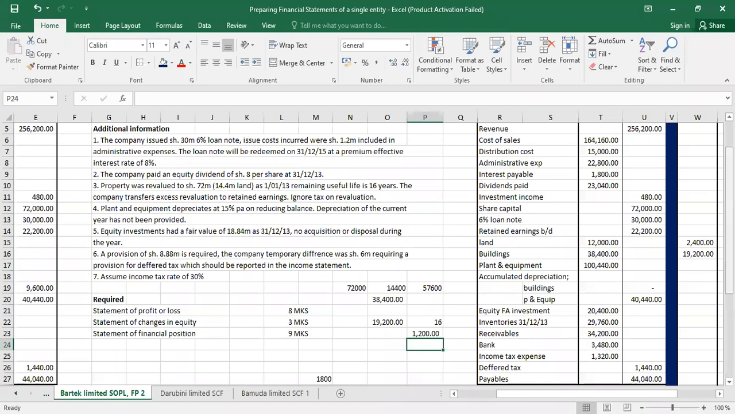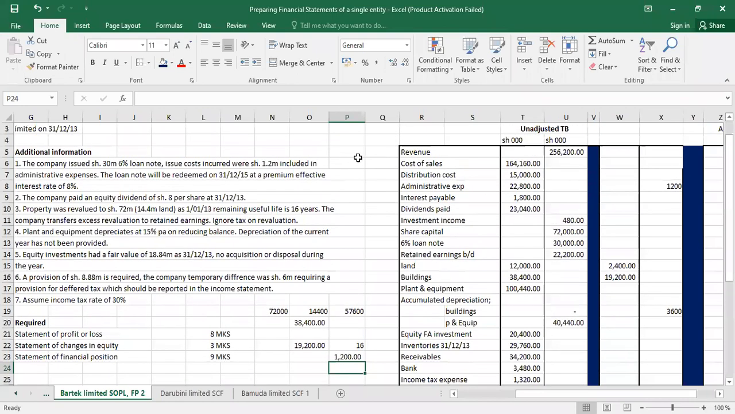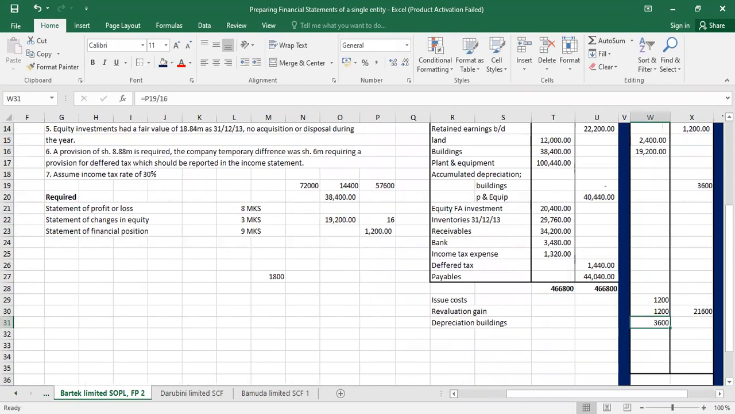So you look for retained earnings. So here it is, retained earnings. It's on the credit side of the column. So to increase retained earnings, because it's like a liability on the credit side, we'll credit the 1,200. And on the revaluation gain, we will reduce it by 1,200. We move on to the next thing.